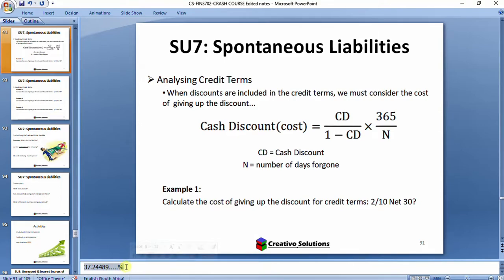That's obviously a decimal. How do you convert a decimal to a percentage? So it's 37.25, or 24 actually, if you round it down. Okay. Happy with that example?